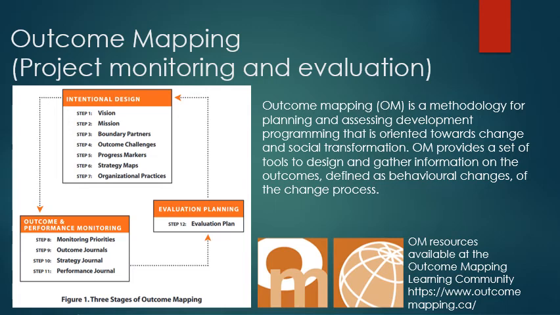So this is a methodology that provides tools and a design process to gather information on outcomes, defined as behavioral changes of the people, the stakeholders, and the beneficiaries involved in this process. And you can see here a schematic from that, and this particular stage is in outcome mapping, where it takes you through a design process, then monitoring and evaluation, which feeds back into the design project in an iterative kind of way. And I've put the website link here in case anybody's interested in this.